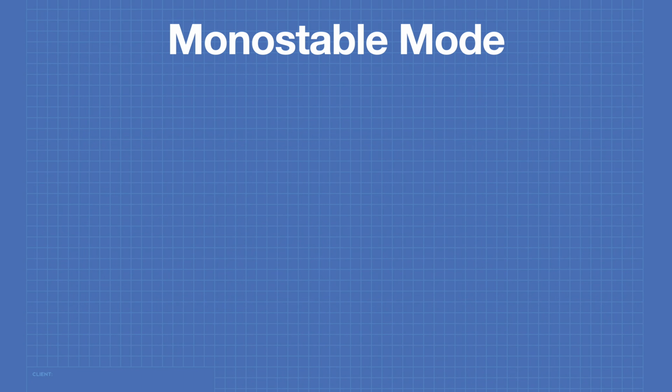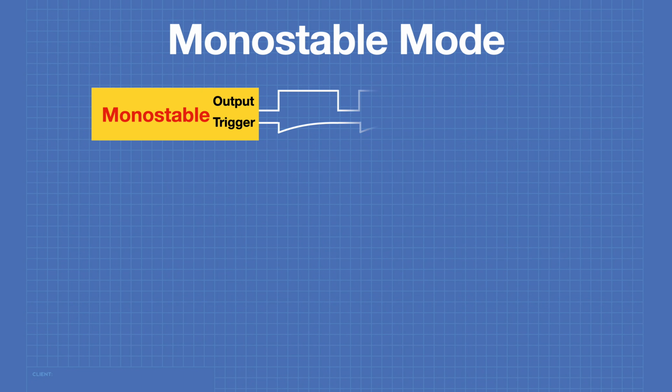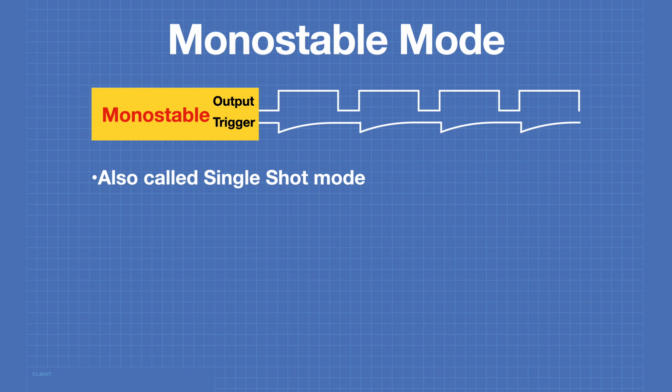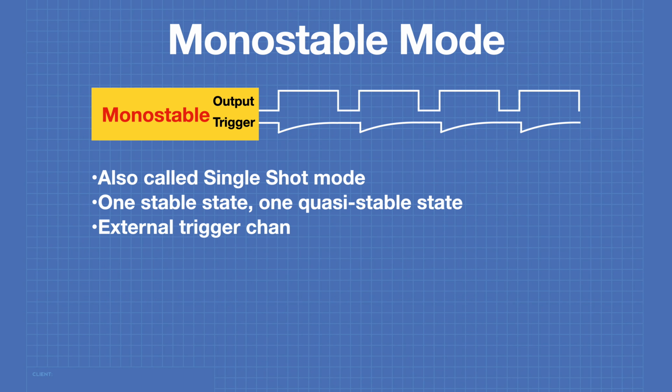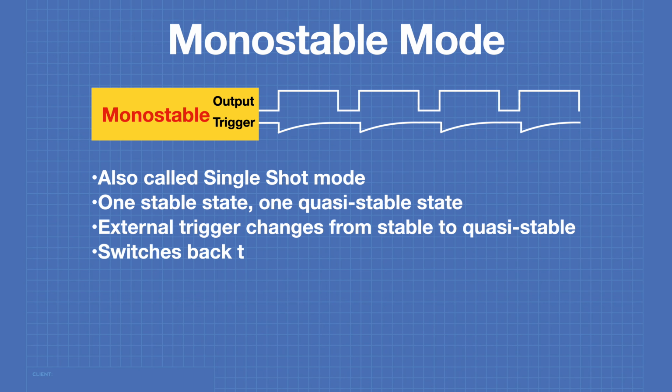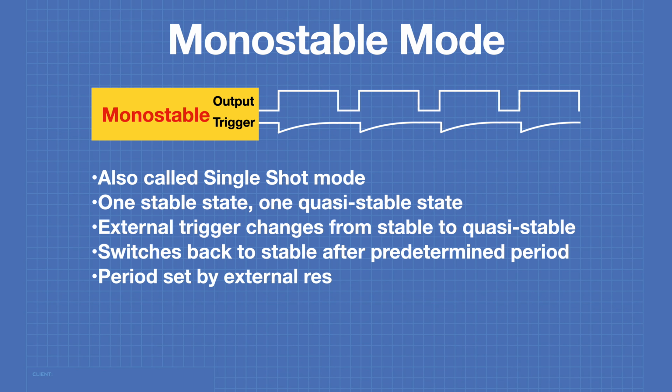Now let's take a look at the 555 timer in monostable mode, which can also be called single-shot mode. In monostable mode, the output has one stable state and one quasi-stable state. An external trigger is used to change the output from the stable state to the quasi-stable state. The output switches back to the stable state after a predetermined period. This period is set by an external resistor and capacitor.